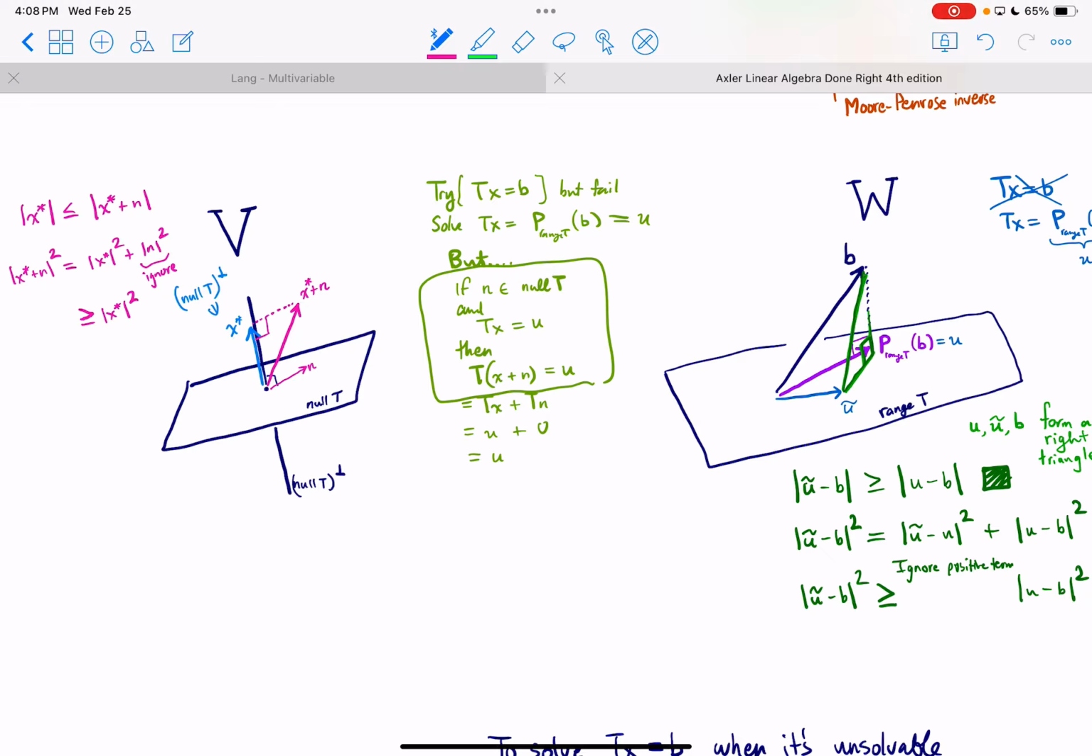Is this picture okay though? This is 6C. There's nothing else really. This is the key. You need to understand this. Do you see the two problems? The first problem is B is unreachable. It's not in the range. The second problem is there's infinitely many solutions.